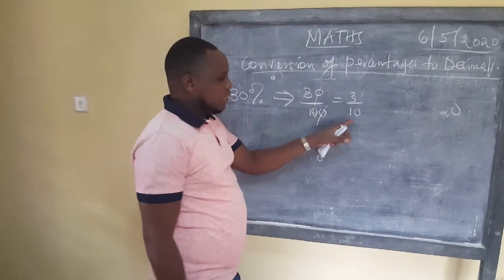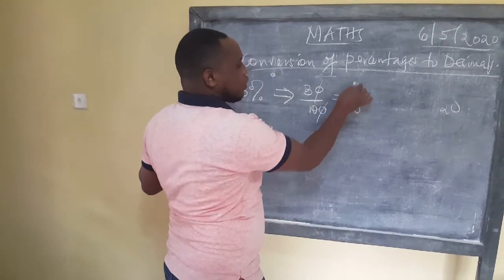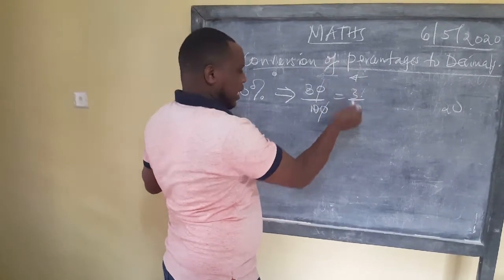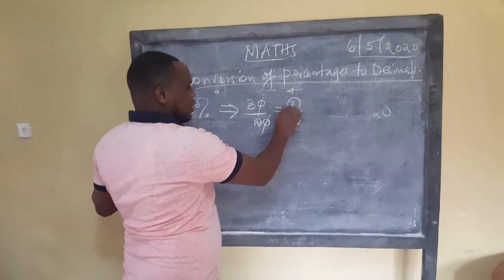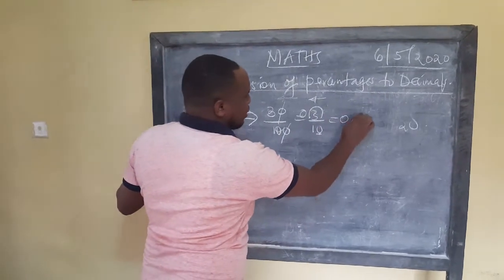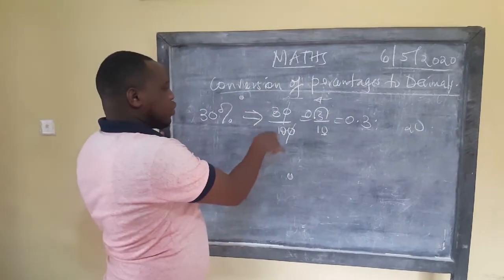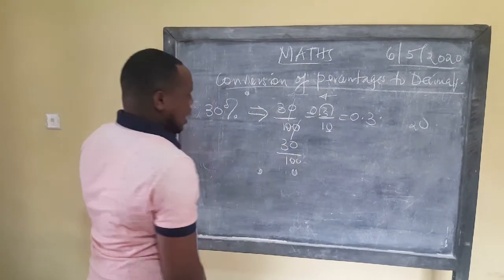Use my method that we have only 1 zero here and the decimal point is there. So the decimal point you move to the left 1 time because we have only 1 zero. So move it once, it will arrive there, then you put a 0 there. This becomes 0.3.